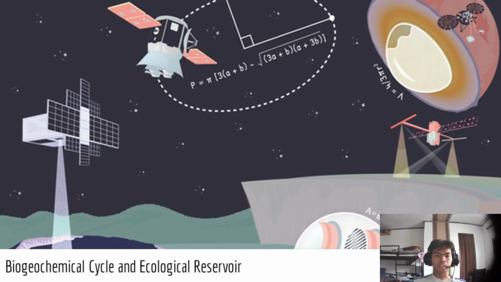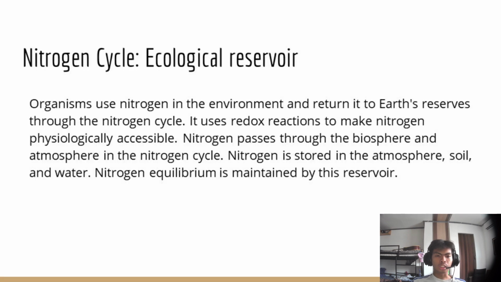Biogeochemical cycle and ecological reservoir or environment. First is the nitrogen cycle and its ecological reservoir. The nitrogen cycle allows organisms to consume and use nitrogen in the environment before returning it to Earth's reservoir. It consists of a series of redox reactions that transform nitrogen into various chemical forms so that it is biologically available. Nitrogen cycles through the biosphere and the atmosphere through what is known as the nitrogen cycle.